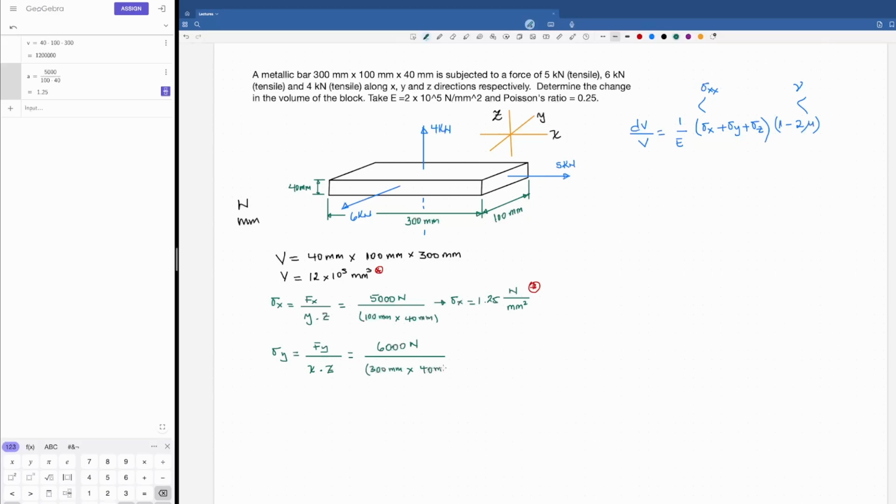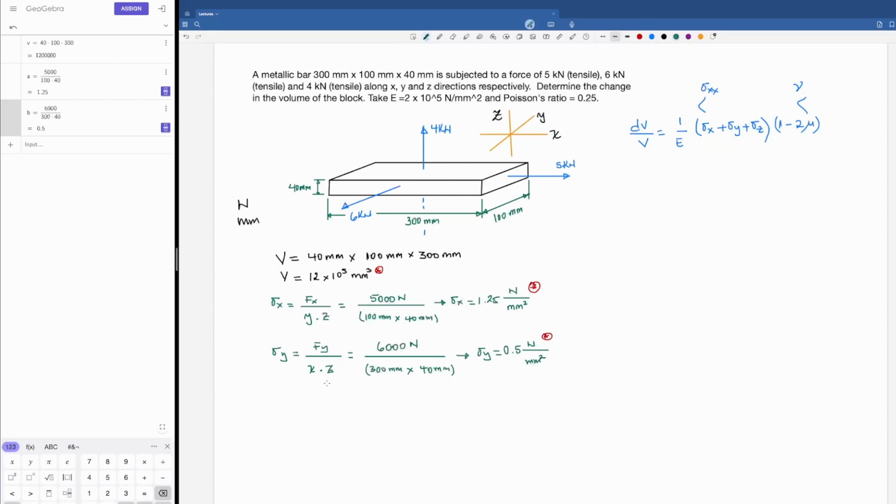I can leave it here. Okay, no problem. Which means that sigma y is going to be what? Let's go to the calculator. It's going to be 6,000 divided by 300 times 40. And that's 1/2, and that's 0.5 newtons per square millimeter. There you go.